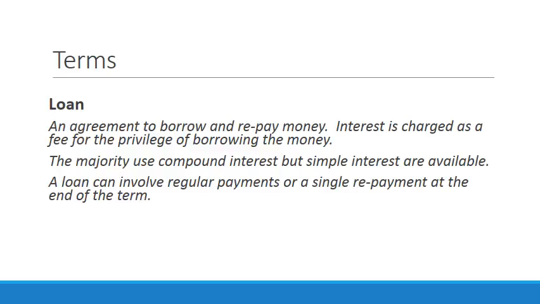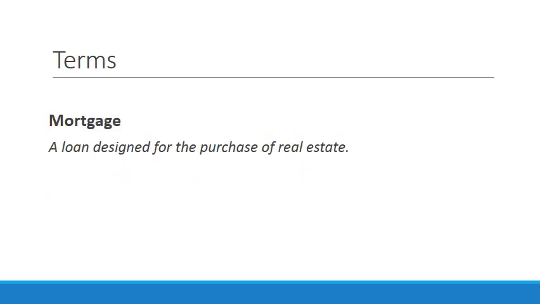The majority of loans use compound interest, but simple interest is available, not likely through a bank, but maybe through a family member or something. A loan can involve regular payments or a single repayment at the end of the term. Also, I want to talk about a mortgage. We're going to leave a mortgage as simply a loan designed for the purchase of real estate. So mortgages are going to be a higher value.